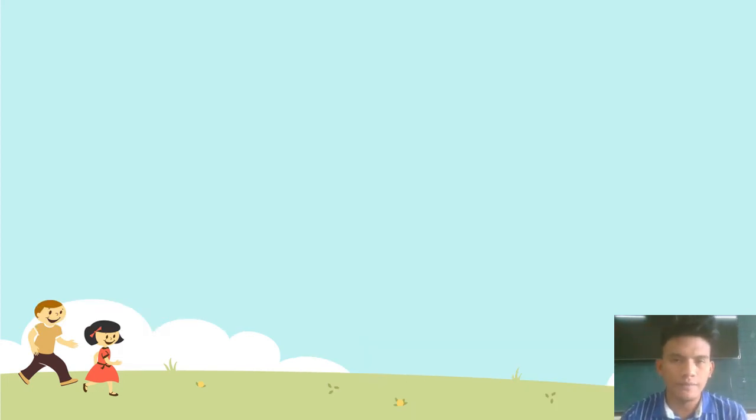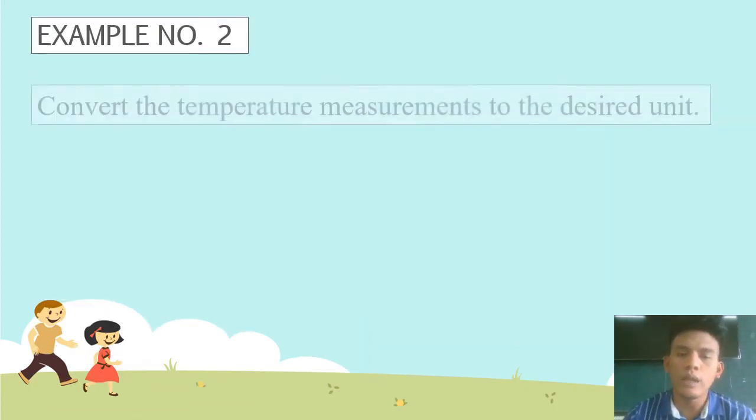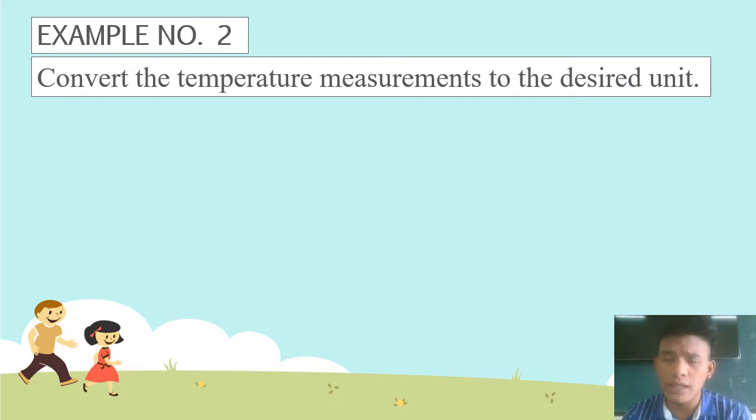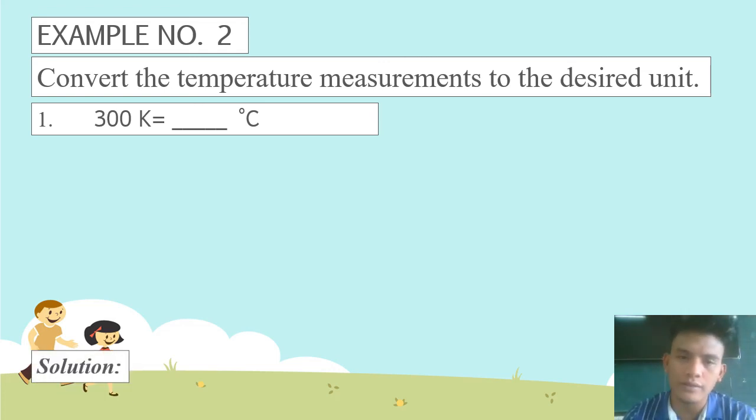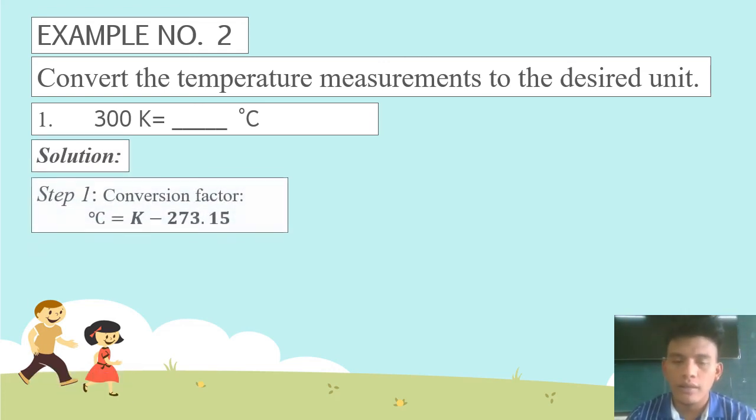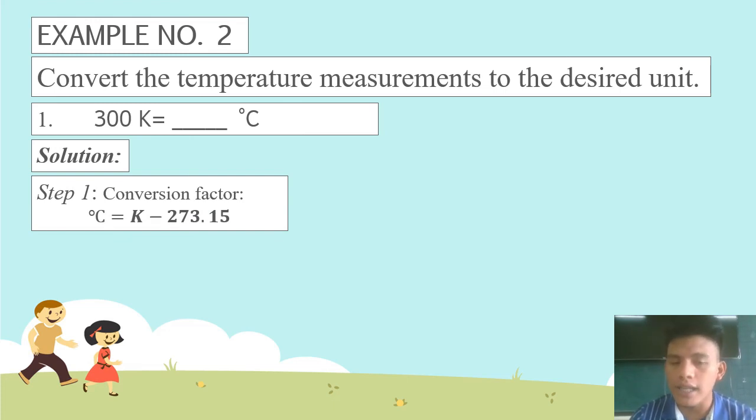Example number 2. Convert the temperature measurements to the desired unit. 300 Kelvin in degrees Celsius. Or how many degrees Celsius are in 300 Kelvin? To solve that, conversion factor: degrees Celsius, which is our desired unit. That will be the formula that we need to use. Degrees Celsius is equal to Kelvin minus 273.15.